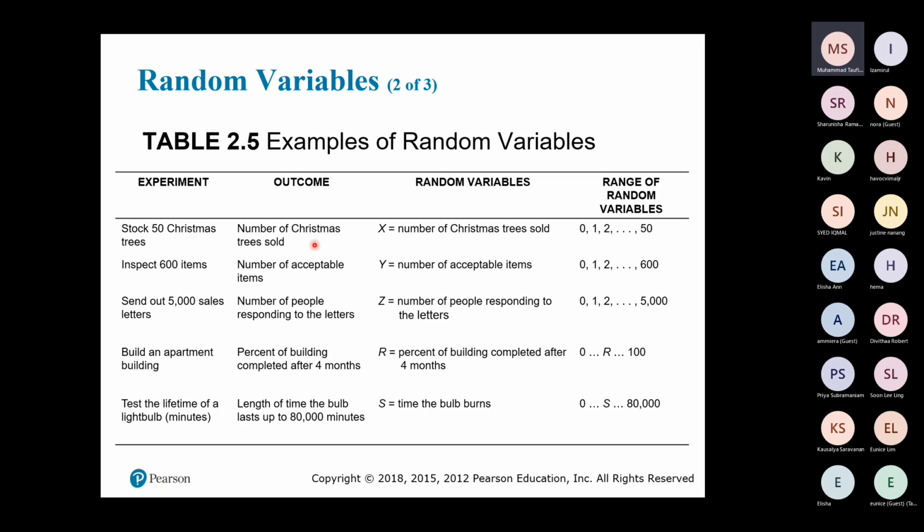Jadi awak nak tahu berapa banyak pokok Christmas yang awak boleh jual. Jadi pokok Christmas awak tak boleh belah dua pun. Okay, takkanlah awak nak jual separuh ataupun 1/3 pokok Christmas, betul? Biasanya awak akan jual sebatang. Okay, jadi awak punya variable tu nak bilangan pokok yang awak boleh jual tu dia mesti adalah nombor bulat. Okay, jadi nombor bulat. So maknanya dia adalah discrete.